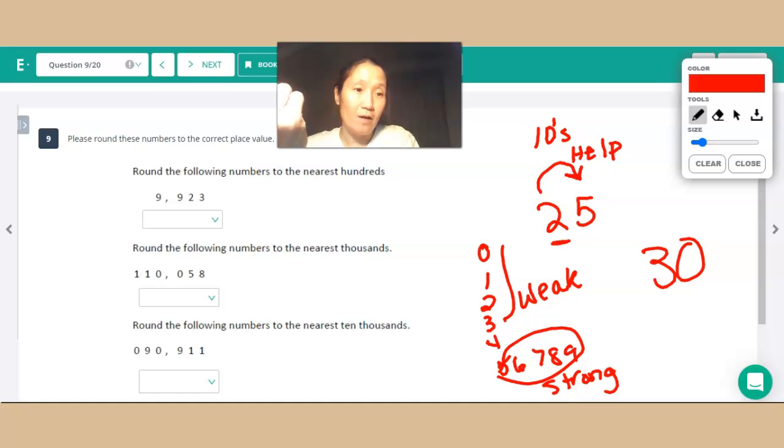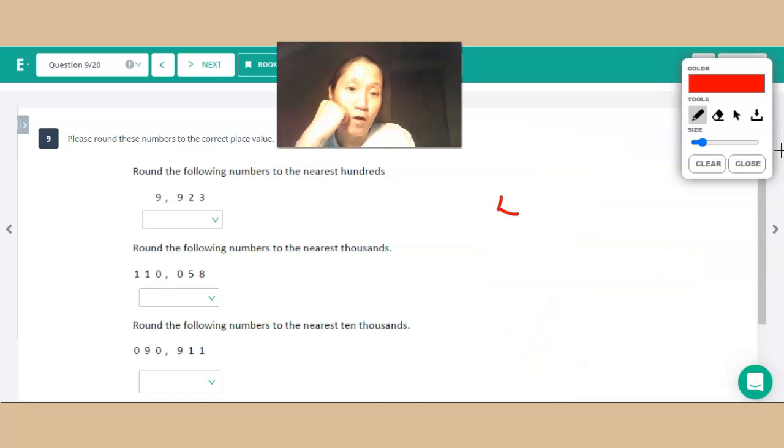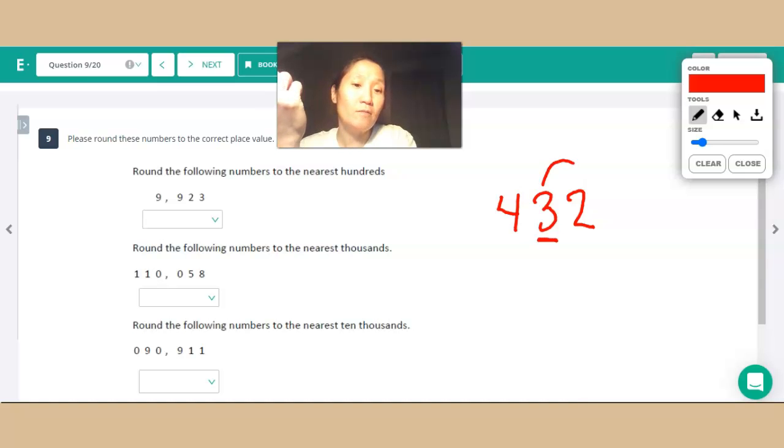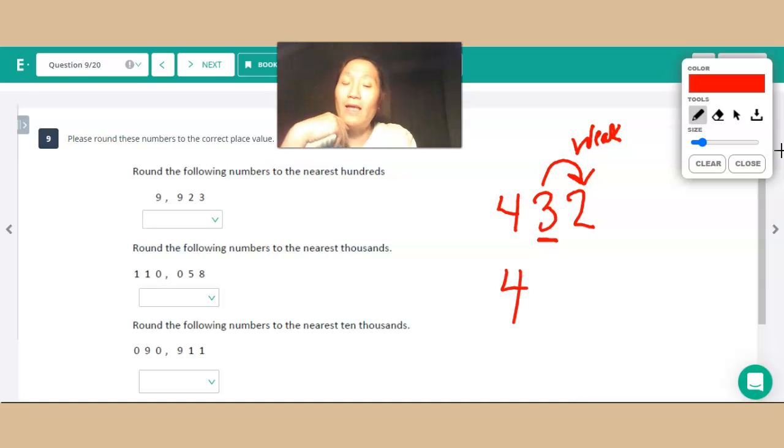Okay? Now, if you have the number 432, and you're rounding to the nearest tens, you underline the 3 in the tens place, you look to the number to the right, and you decide, strong or weak. This one is weak. 4 doesn't care. It's going to stay the same. It's not asking for help, so you just write the 4 down. It's 3 that needs the help, and 3 is looking to 2, and 2 says, I can't help you. So 3 just gets stuck and 2 leaves. So your number becomes 430.